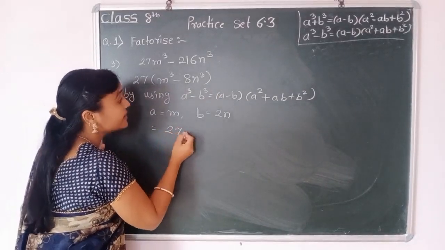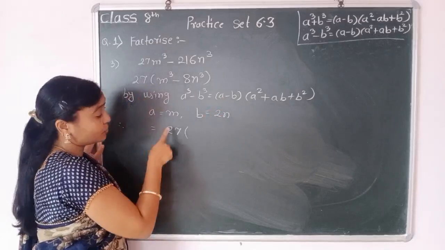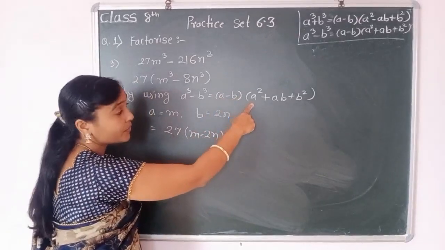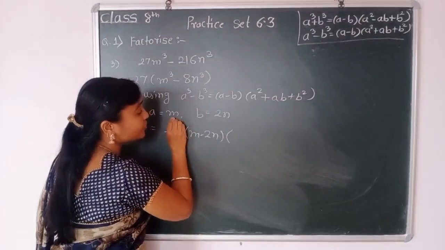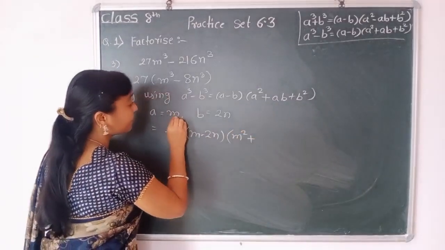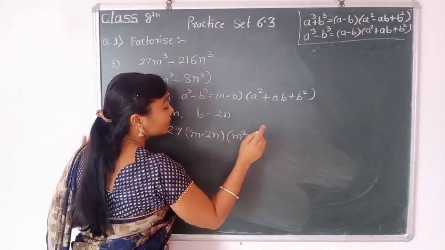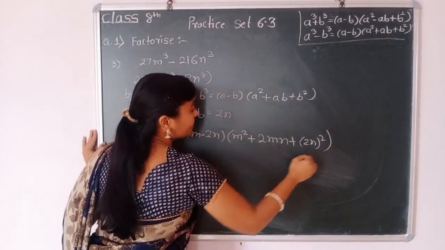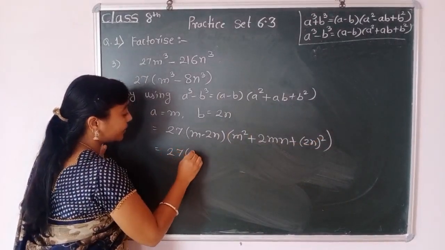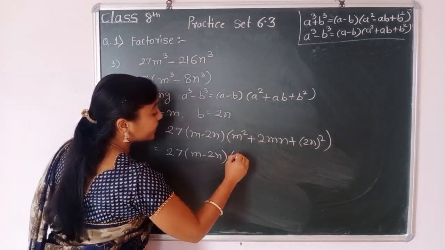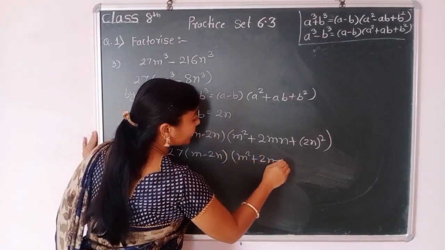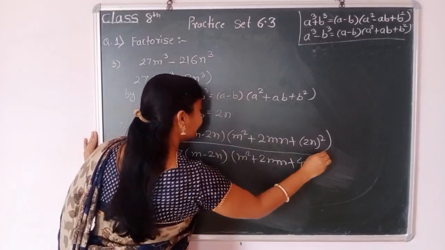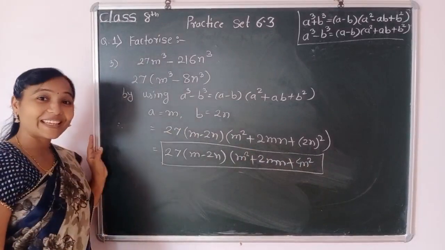Then we get 27 times (a minus b), so we write here (m minus twice n). Another bracket, a square plus ab plus b square: a square is m square, plus m into 2n means twice mn, plus b square means (twice n) whole square. So 27 (m minus twice n)(m square plus twice mn plus 4 n square). These are the factors. Okay.